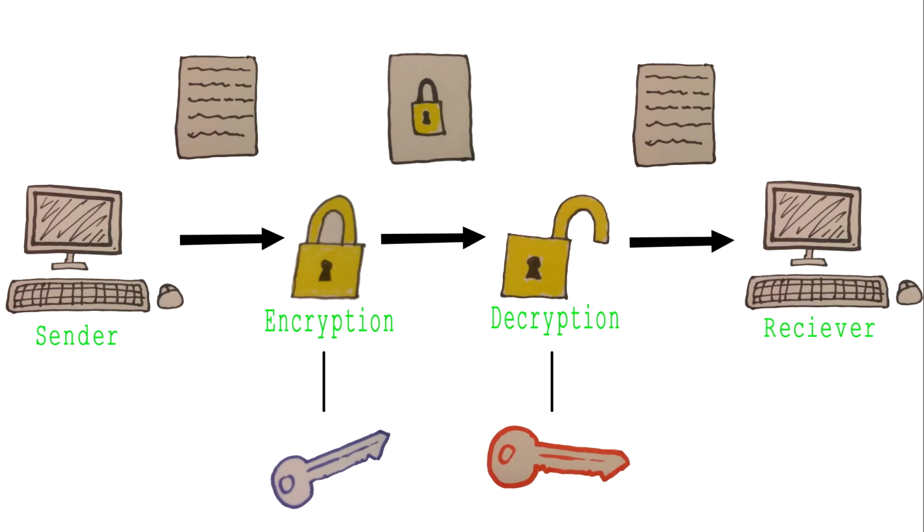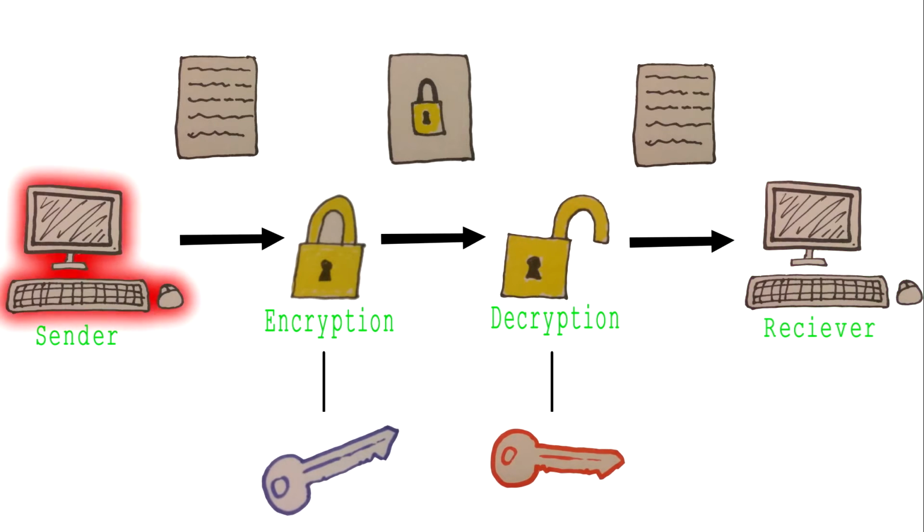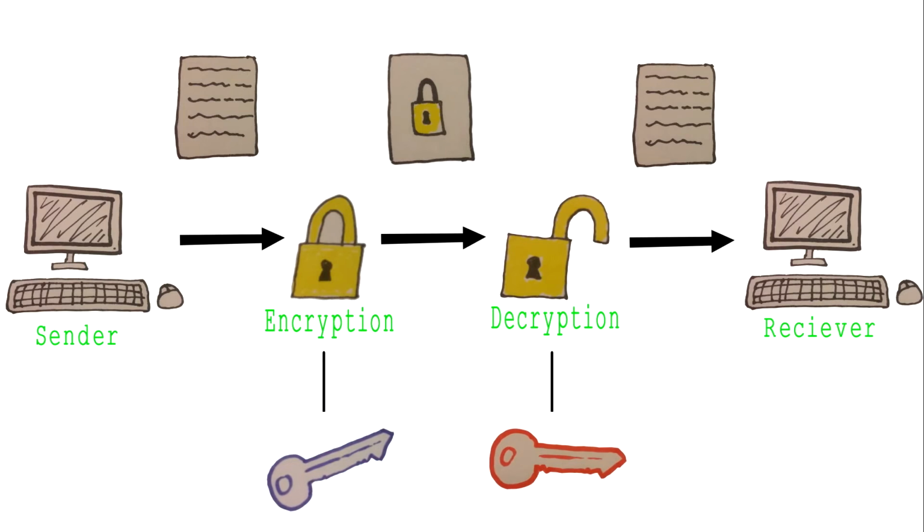Say you send an email. The recipient's computer will provide your computer with a public key. This will be used to encrypt that information. Now it can only be decrypted by the private key, only available to the recipient computer. The private key is used to decrypt the information and reveal the original content of the email.